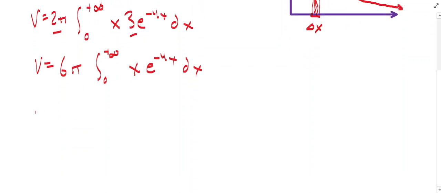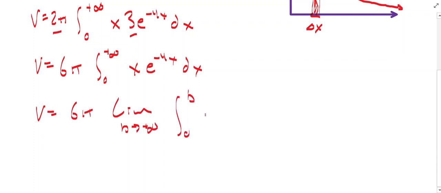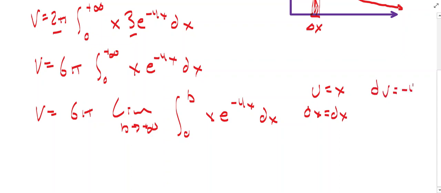So let's write it out as an improper integral. Volume is going to be equal to 6 pi times the limit as b approaches positive infinity of the integral from 0 to b of x e to the negative 4x dx. So using integration by parts, we're going to let u be equal to x. So du is going to be simply dx. dv is e to the negative 4x dx. And so v is going to be negative 1/4 e to the negative 4x.